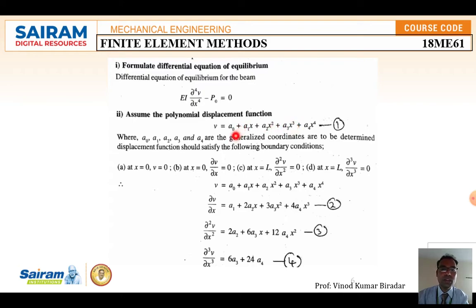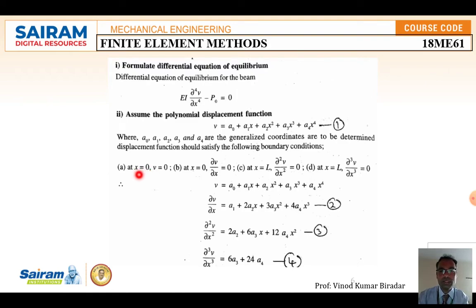Where a0, a1, a2, a3, a4 are all unknowns here. You have to calculate them by substituting the boundary conditions. I have given the list of formulas also. So the 4 boundary conditions for the beams, you have to substitute using this. You are going to calculate the a0, a1, a2, a3, a4 values.